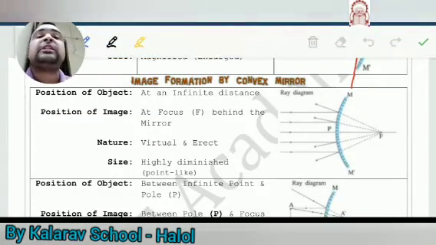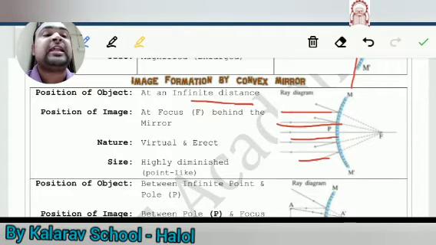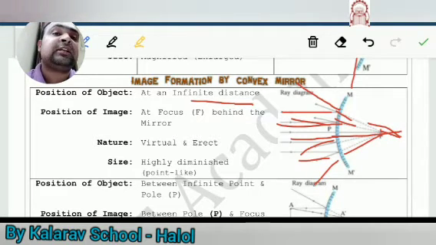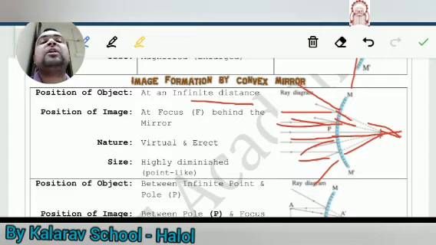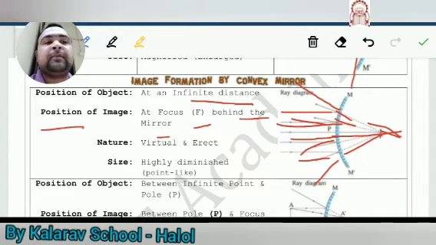So if you take the object at an infinite distance, then as in the first case that we saw in the concave mirror, if you take infinity, then you have to take the rays parallel. Okay, then after reflection it goes in the outward direction, but if you extend it in the backward direction, you will get one intersection point, and that is called the what? Principal focus. So the position of the image will be at the principal focus, but it is behind the mirror.